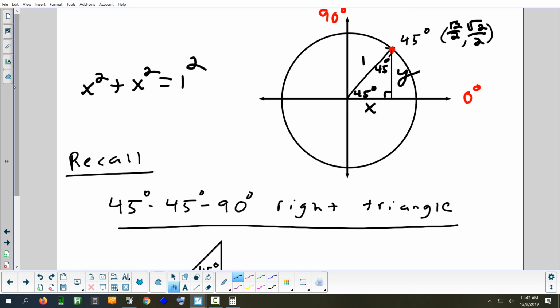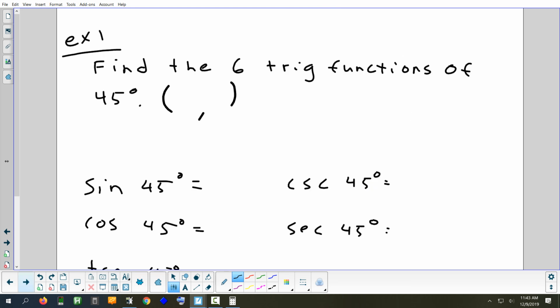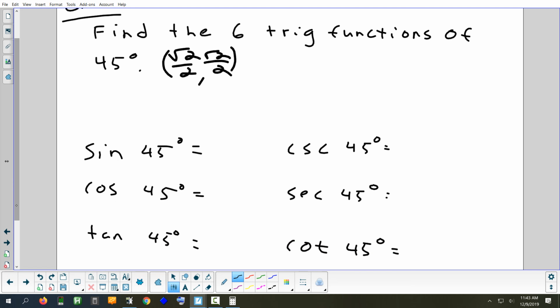Square root 2 over 2, comma, square root 2 over 2. So, you got your coordinate. Now we can do anything they want. Okay. So, Nikara, what would my sine be? Yep, and this time they're the same, so if you mix them up, you'd be okay, but it's the y. Square root 2 over 2.